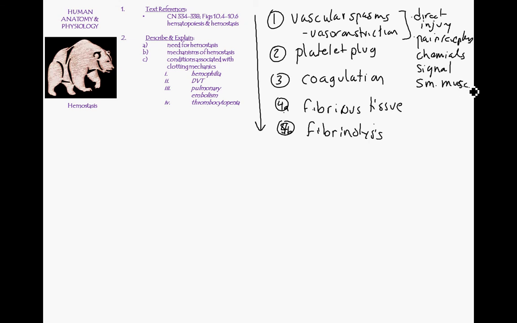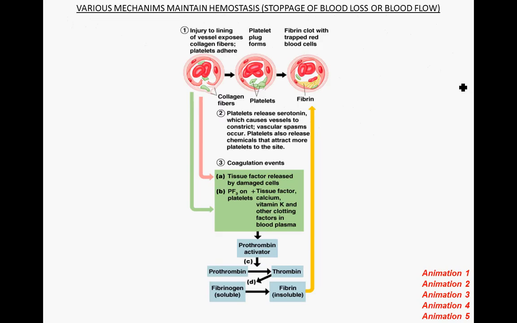So this should be obvious, that if you're going to vasoconstrict upwards of the damage, you're not going to be losing any more blood. It's limiting blood flow to that area. So that's the first thing that's going to happen. But surely following that is you're going to have this platelet plug formation.